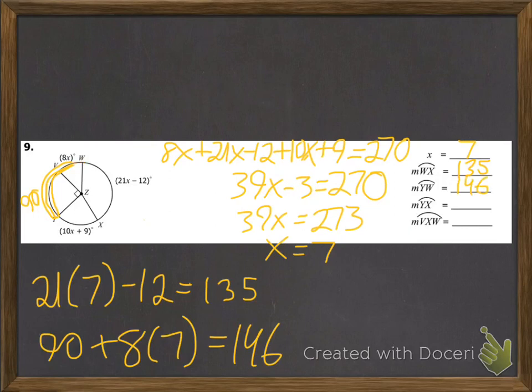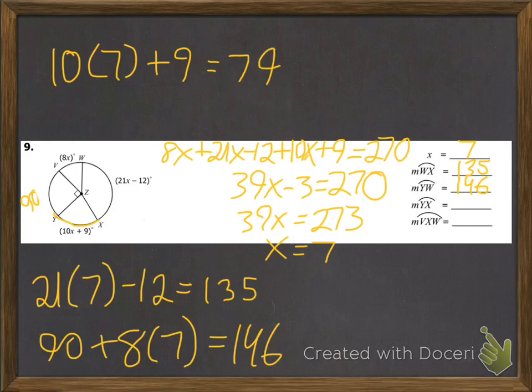Now we need to find YX, which is going to be this arc down here. That's pretty easy. Just need to plug in 7. So I can go up here. So 10 times 7 plus 9. Do the math for that, and you're going to end up getting 79.